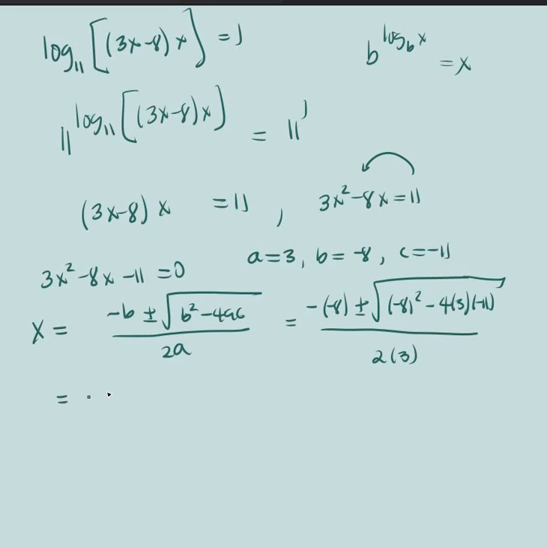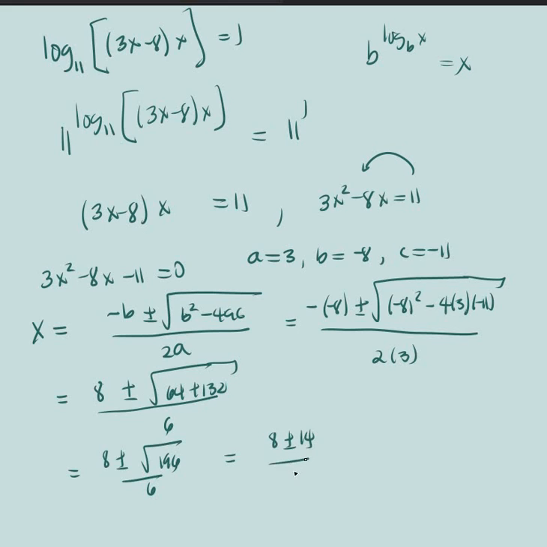So we were getting something like this. Positive 8, because the two negative signs cancel, plus or minus square root of 64 plus 132, divided by 6, which is going to be what? 8 plus or minus square root of 196 divided by 6. And the square root of 196, the perfect square, is 14. So this is 8 plus or minus 14 divided by 6.